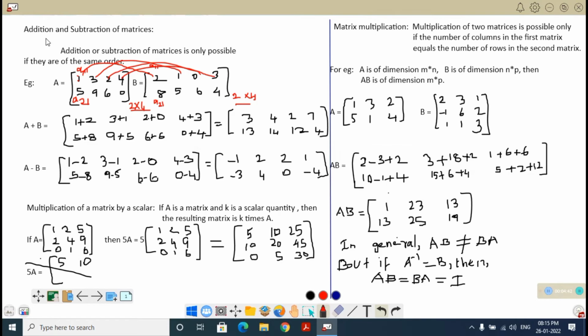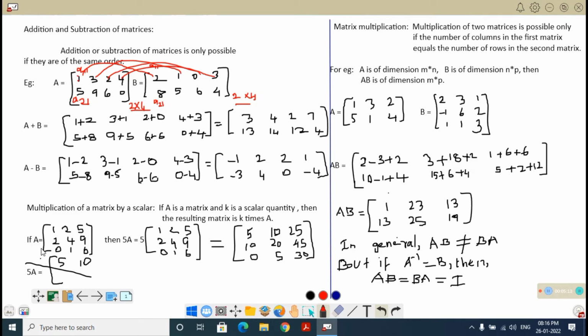So addition and subtraction is thus how you have to do it. Okay. Then coming to the next topic, multiplication of a matrix by a scalar quantity. Suppose A is a matrix and K is any scalar quantity, then the resulting matrix is K times A for the multiplication of a matrix by a scalar.